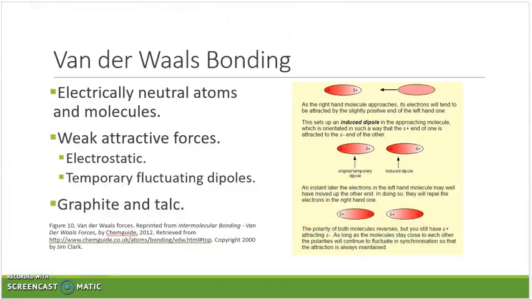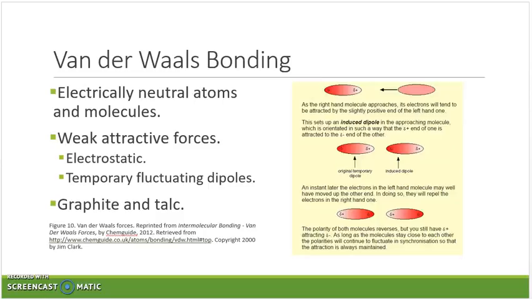Van der Waals bonds are relatively weak attractive forces that operate on electrically neutral atoms or molecules. The attraction is due to momentary electrical polarization of atoms or the creation of temporary fluctuating dipoles by the movement or distribution of electrons within their orbits.